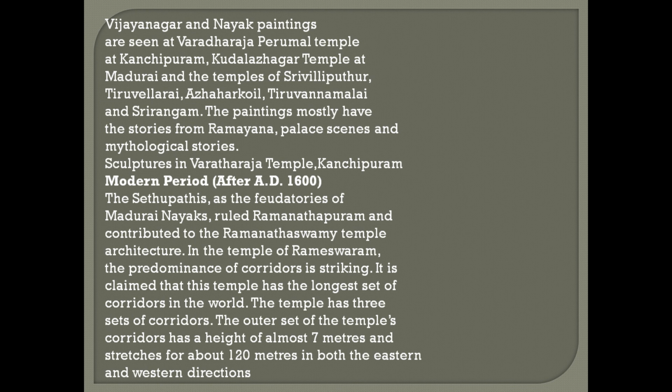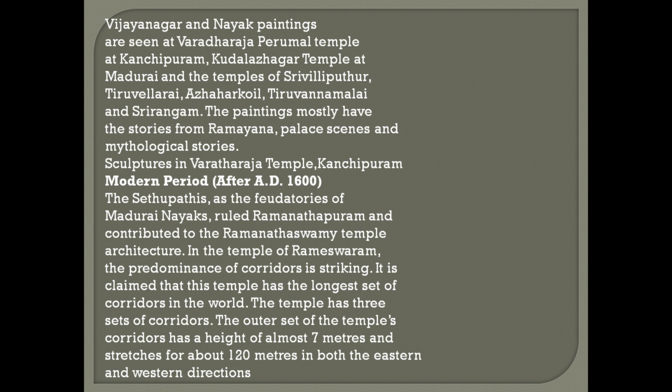Modern period after AD 1600. The Sethupathis, as the feudatories of the Madurai Nayaks, ruled Ramanathapuram and contributed to the Ramanathaswami temple architecture. In the temple of Rameshwaram, the predominance of the corridors is striking. It is claimed that this temple has the longest set of corridors in the world. The temple has three sets of corridors.